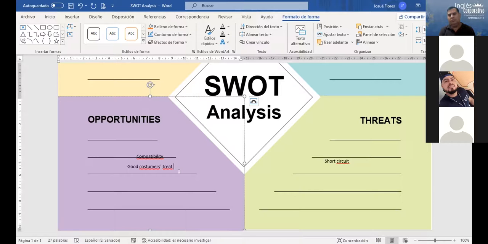Profits, de ganancias. Ah, okay, in that case, yes. Improve profits. Mm-hmm. In that case. Okay. We have the four elements for SWOT, yes?